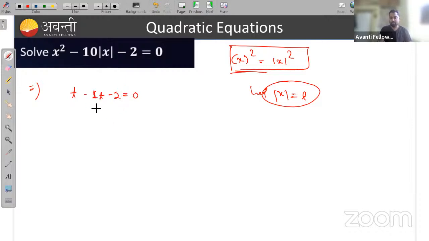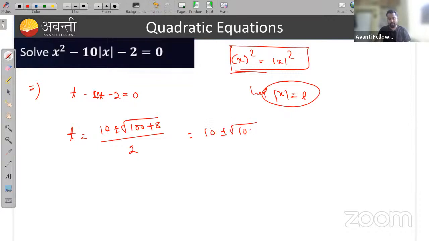Directly use the Sridhar formula. T is equal to minus b, that is minus of minus 10, that is 10, plus or minus under root of b square, 100 minus 4 into 1 into minus 2, that is 8, upon 2. So that is 10 plus or minus under root of 108 upon 2. Okay, so these are the roots you are getting. If you find the square root of 108, it will be 9 into 4, 36, 36 into 3. Okay.